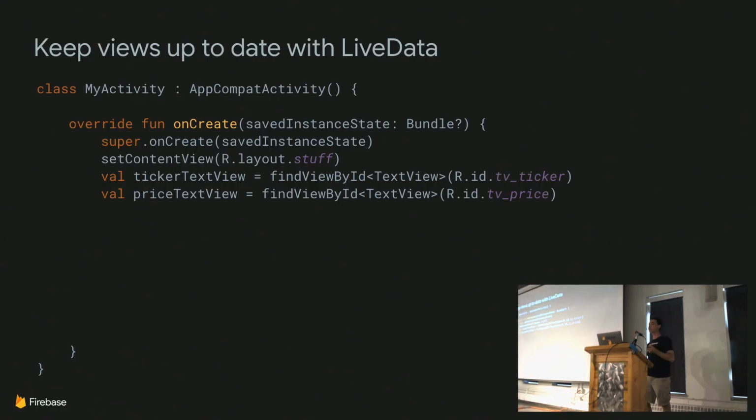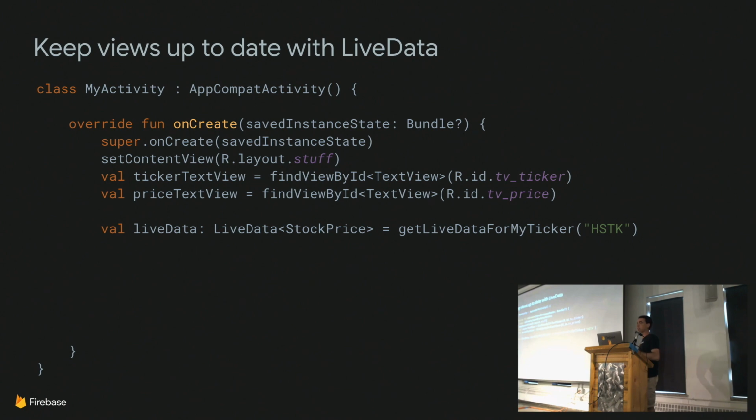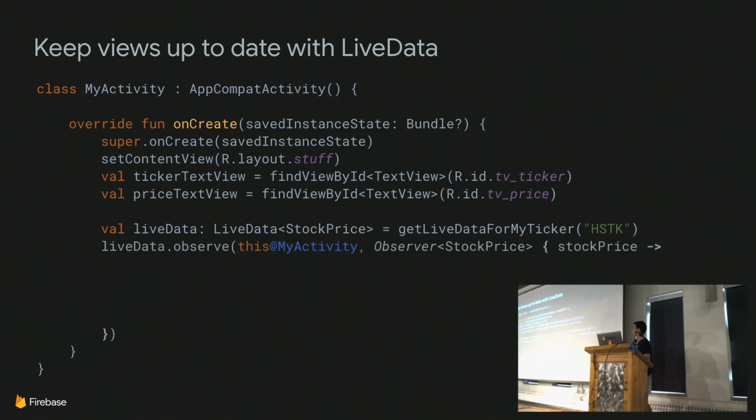If you want to keep your views up to date with LiveData, here's a scaffolding of a basic activity, and we've got some boilerplate here. We're inflating some views, pulling some views out of it. Now let's say we have a LiveData object. I'm being hand-wavy about where you get it, but just imagine you have a LiveData object in hand, and it's parameterized by stock price. So we've got one of these stock price items with a ticker and a price in it. And we can attach an observer to it.